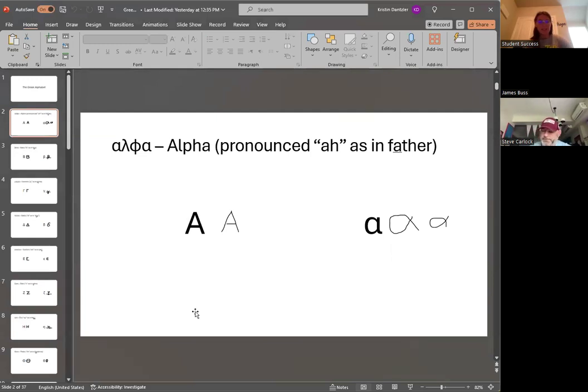So first letter of the Greek alphabet is alpha. Alphabet. That's actually why we call it that. Alpha, beta, alphabet. So alpha, the capital letter is a capital A, just as we would draw it. Lowercase, you kind of draw it sort of like a fish, starting up here, down and around like that. And this is A, pronounced ah.